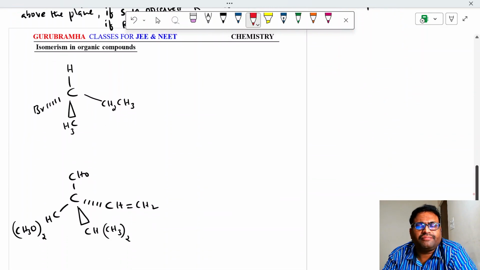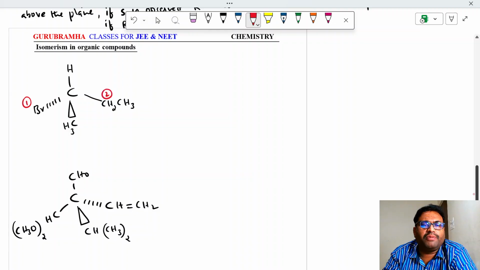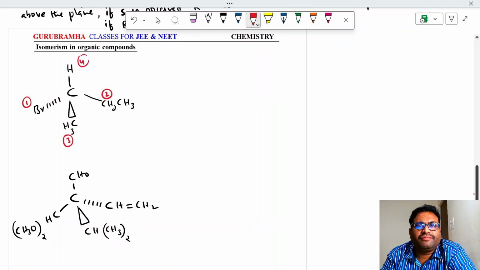Now you see, this is also a situation where we have to shift. So priority, directly I am writing priority 1, priority 2, priority 3, priority 4. Where is this least priority group? Least priority group is not away from the plane, not below the plane. So it is in the plane.